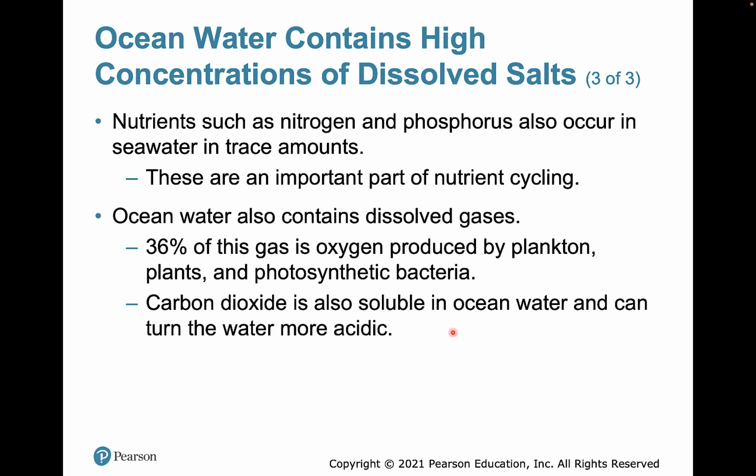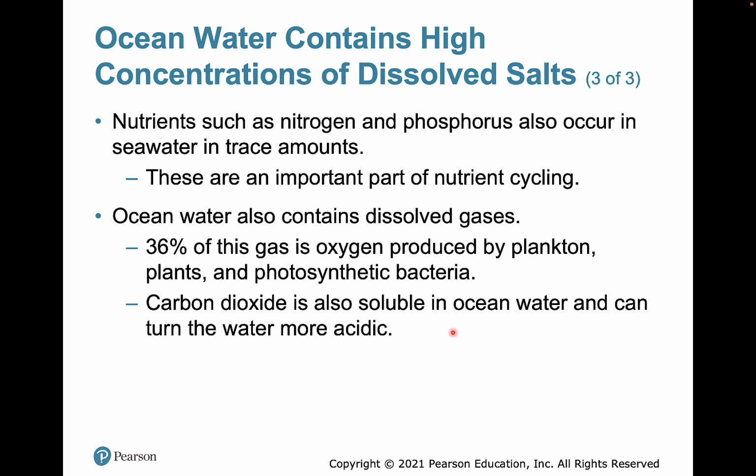There are nutrients, nitrogen and phosphorus, that exist in seawater in trace amounts. They do play a role in those biogeochemical cycles that we looked at previously. Ocean water also contains dissolved gases, which are really important. 36% of that gas is oxygen. That's produced by plankton, plants, and other photosynthetic bacteria.